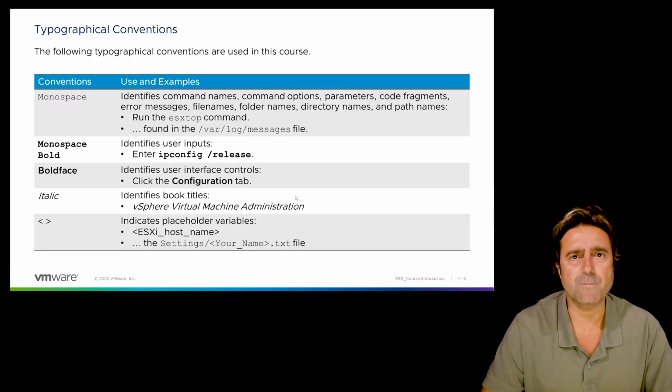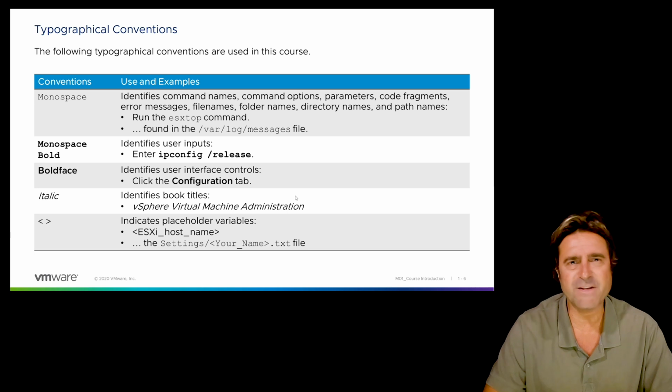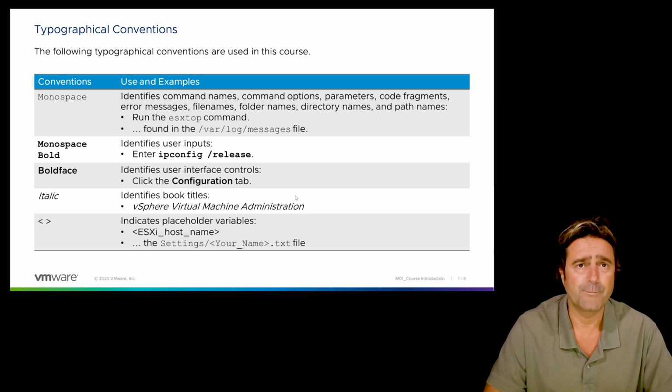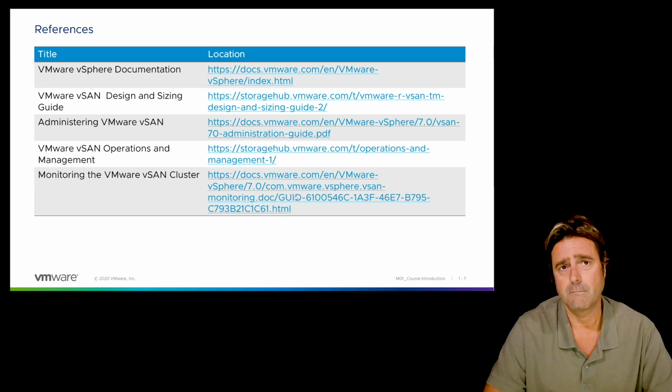Now, when you look at this page, we have this page in every single one of our classes. So as you go through the labs, you're going to notice that at different times we use different fonts. For example, we use monospace bold when telling you to execute a command inside of a VM. For that matter, we use boldface to let you know when you have to click on a particular tab on the vSphere client.